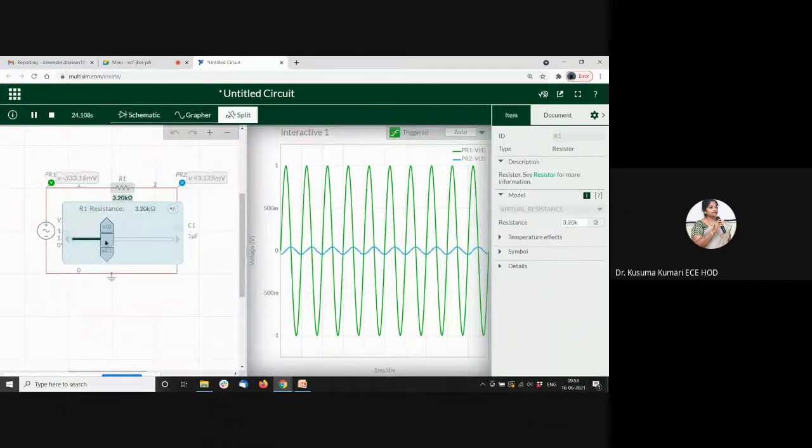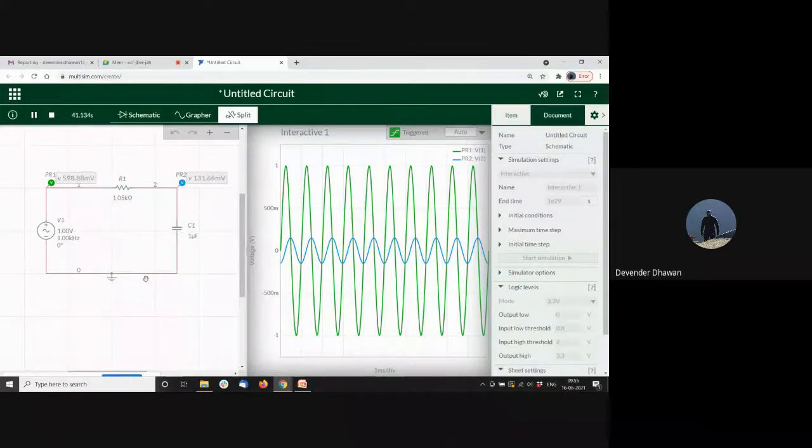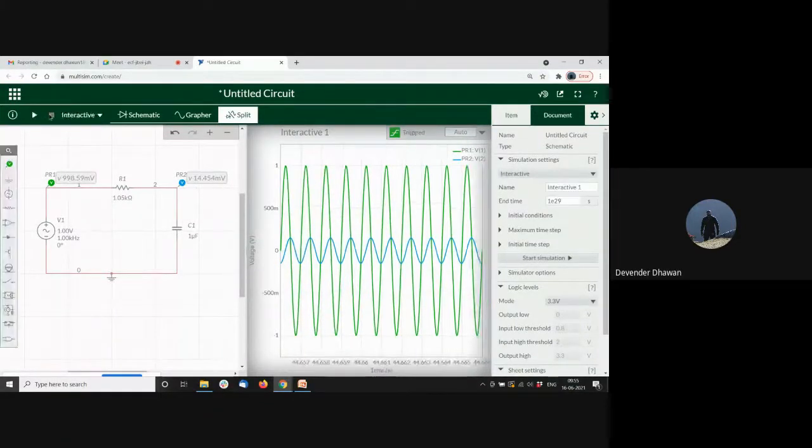Okay. See, we can easily do it. The values can change, but if you want to change the circuit itself while you're running this simulation, it won't happen. Like if I want to add another capacitor here, it won't happen. For that I have to stop the circuit, go and get another capacitor, and put it back.